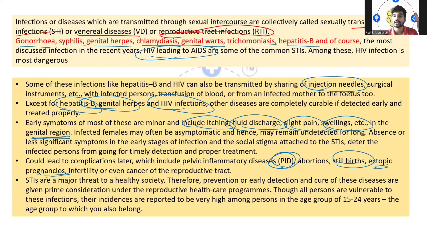Then it could also lead to infertility in the mother or father, and even cancer in the reproductive tract, right? Sexually transmitted infections are a major threat to a healthy society, because they cause many diseases in a healthy person. First, it is going to destroy our immune system, and automatically we will be affected by many diseases.